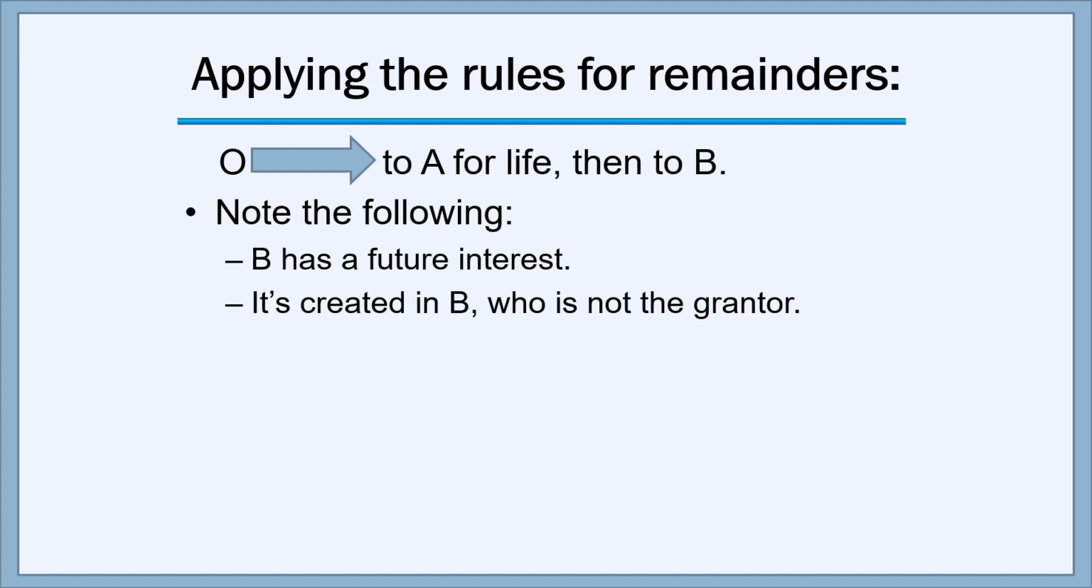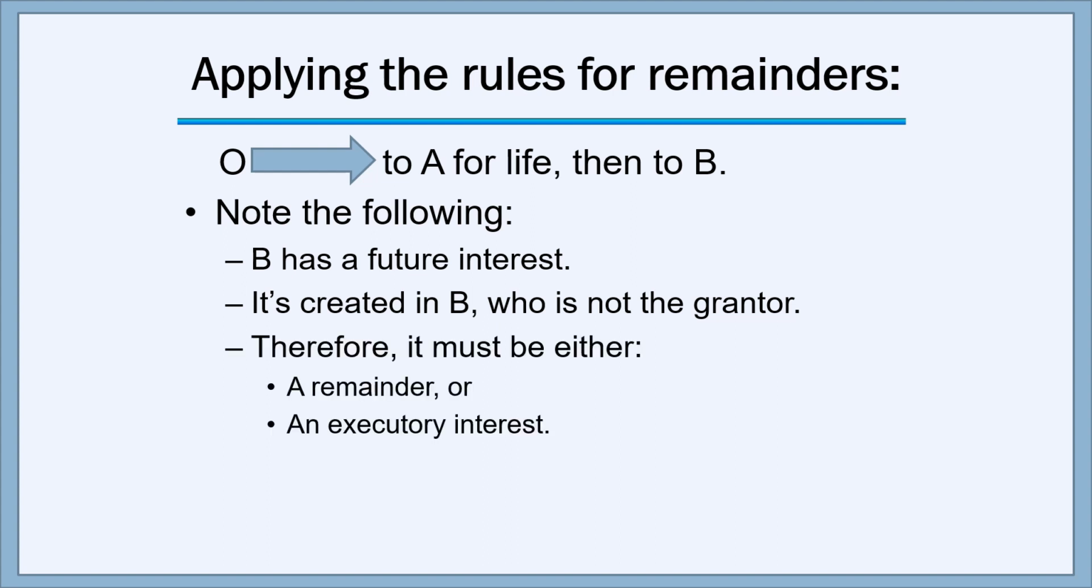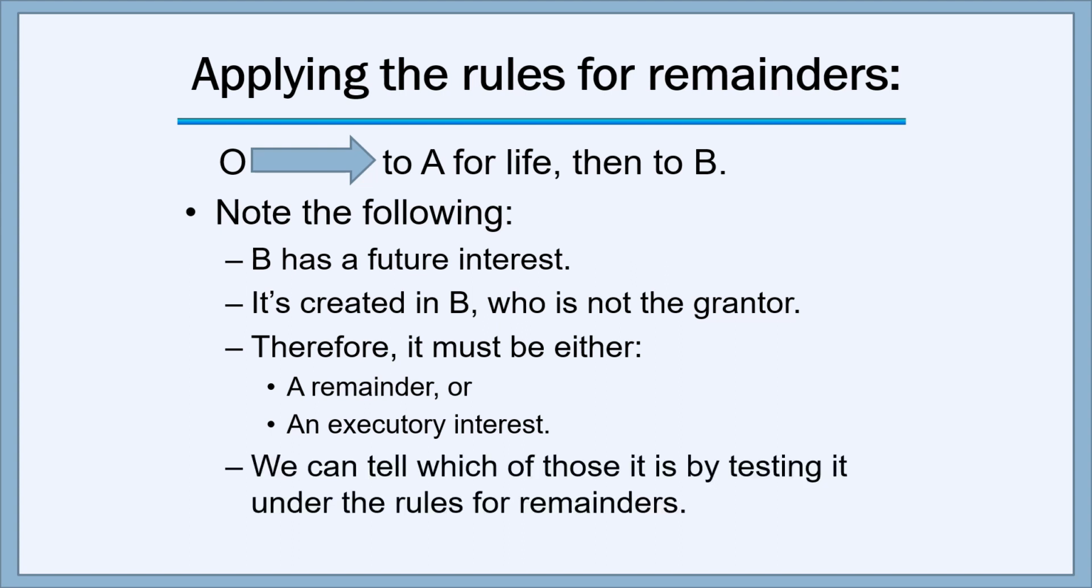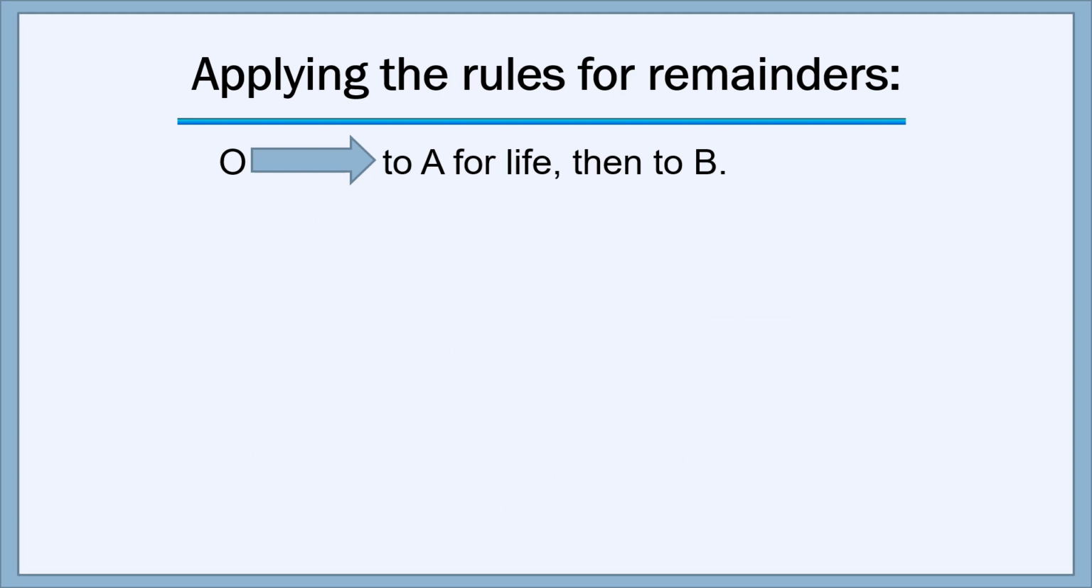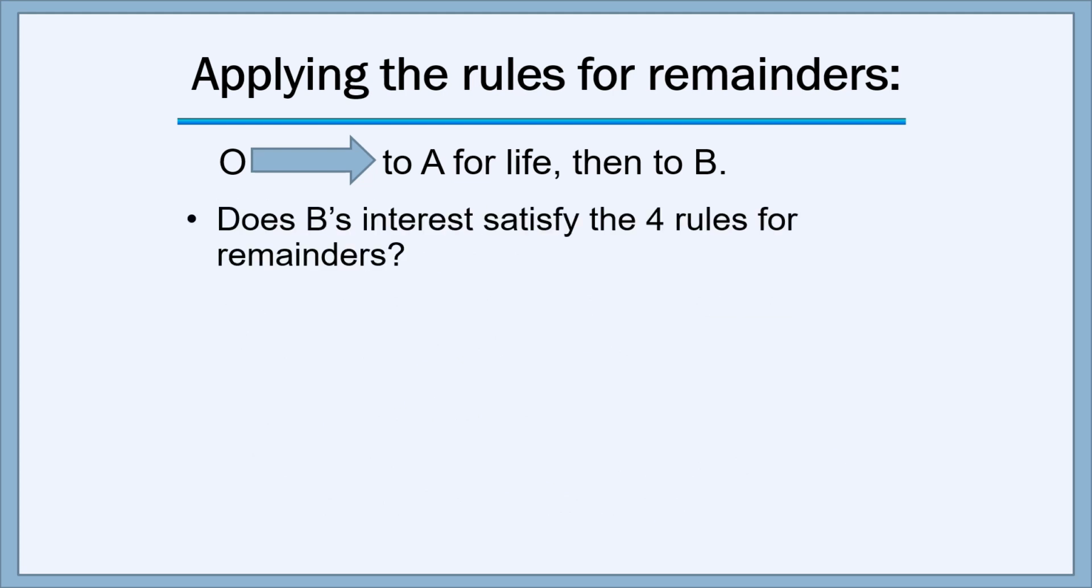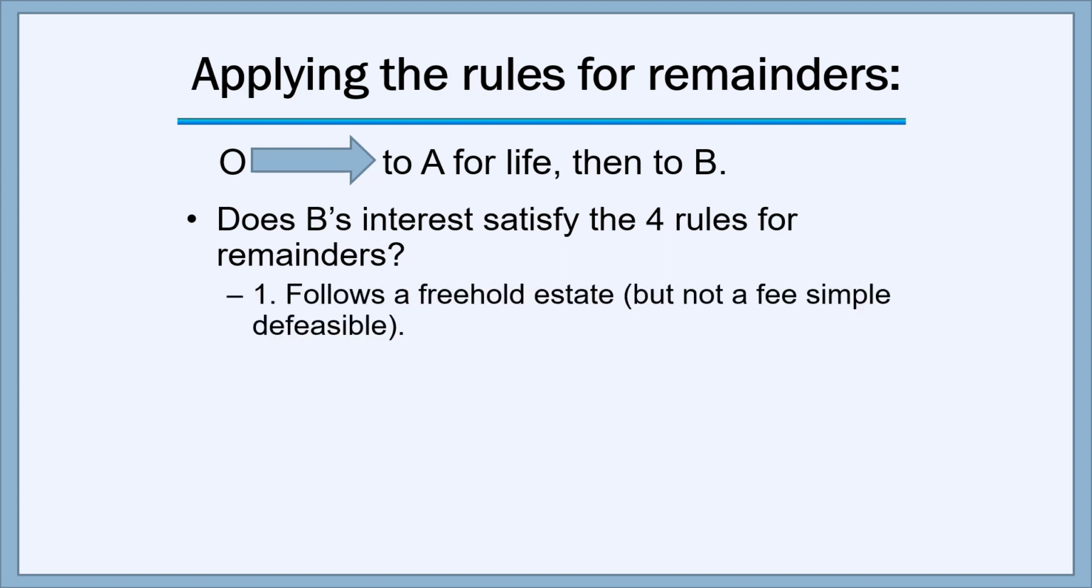Second, the future interest is created in B, and B is obviously not the grantor. The grantor was O, and therefore it's got to be either a remainder or an executory interest that B is holding. We can tell which one it is by applying the rules for remainders to see if B's future interest satisfies all of them. So does B's future interest satisfy the 4 rules for remainders? Well, let's do them one at a time. The first rule is that a remainder has to follow a freehold estate but not a fee simple. As a practical matter, that means a life estate, and sure enough, B's future interest follows A's life estate. So that rule is satisfied.